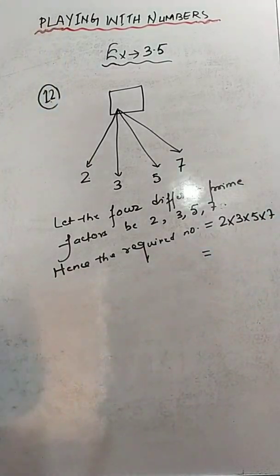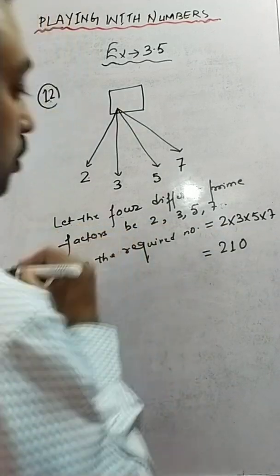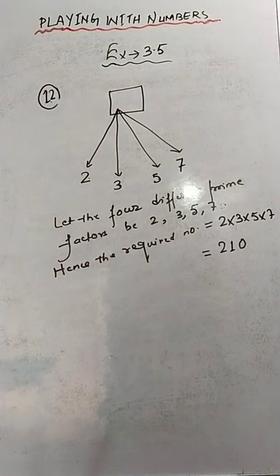So if I multiply it, what will the answer be, boys or students? That would be 210. Okay, so this is the solution of sum number 12, students.